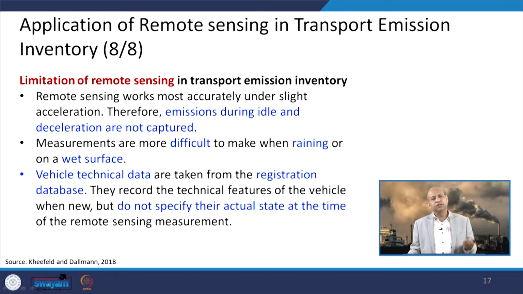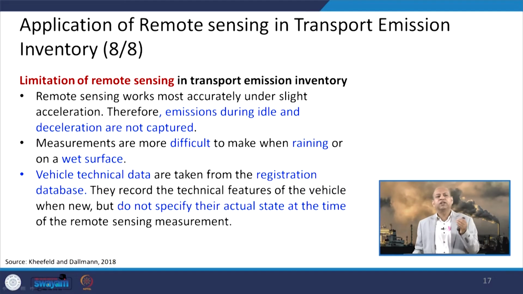Well, there are certain limitations of remote sensing in transport emission inventory, because this remote sensing works most accurately under slight acceleration, not very high acceleration, and not even when the vehicle is at idle stage. So, the emissions during idle and deceleration are not captured. So, little acceleration must be there, then it gives the good reading. Then measurements are more difficult when it is raining or the surface is wet, again then accuracy is not good.